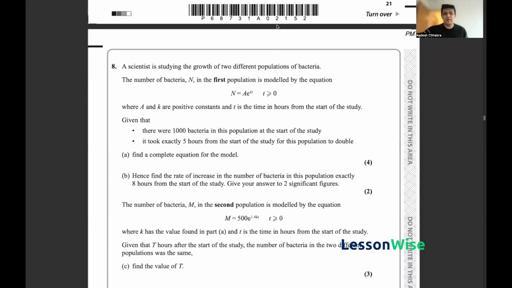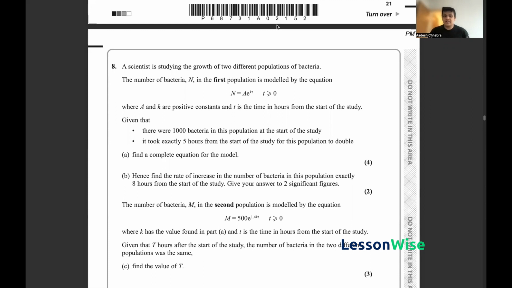So for question A, we've been told that a scientist is studying the growth of two different populations of bacteria. The number of bacteria N in the first population is modeled by the equation N is equal to A times e to the power of kt, where t is a positive value since t is time. A and k are also positive constants.